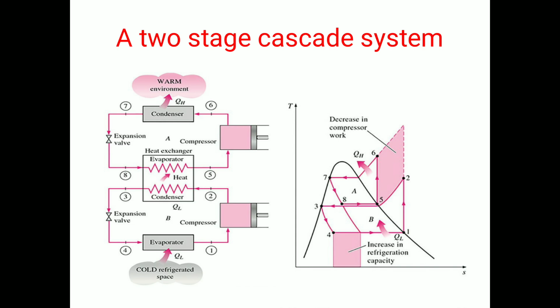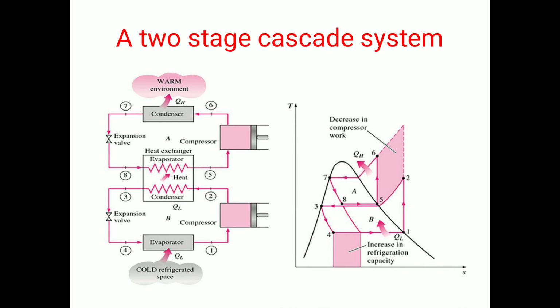You can see the condenser acts as an evaporator for the high temperature cascade system, and a condenser for the low temperature cascade system. So it acts as a condenser as well as an evaporator. The remaining is all the same as what we have discussed in the vapor compression refrigeration cycle.